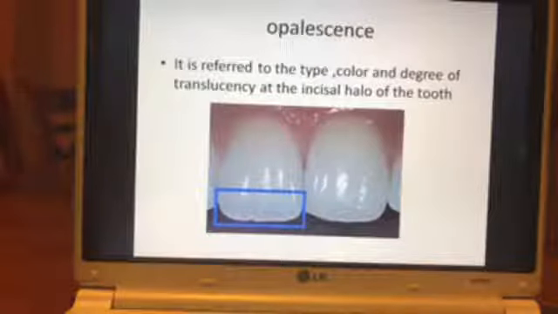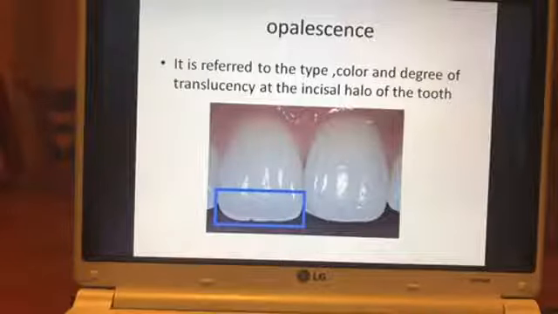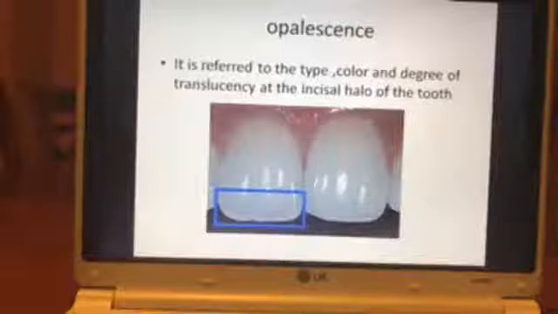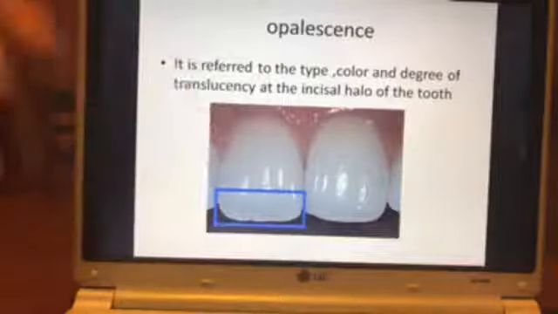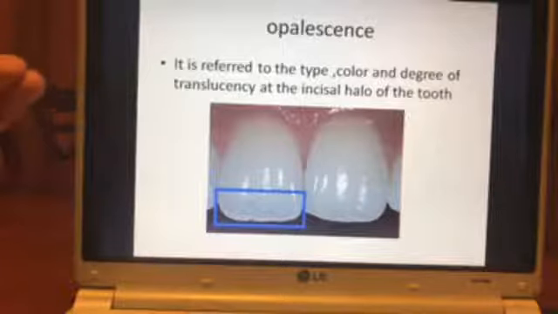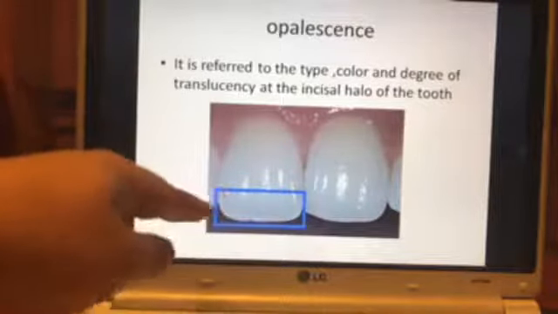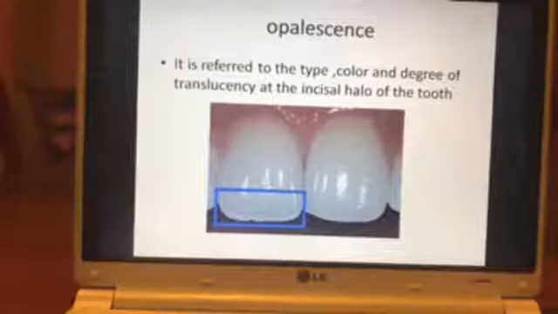So also failure to mimic or to make this part in a proper way will end up having a bad restoration. Because it's not like I put only dentine and enamel. No, you have to understand which parts of the tooth are different from other parts of the tooth. So this part, we call it the incisal halo, and it exhibits a different reaction to the light.